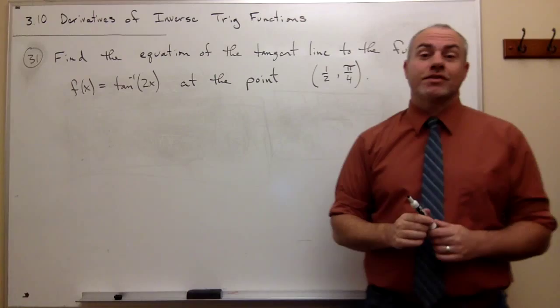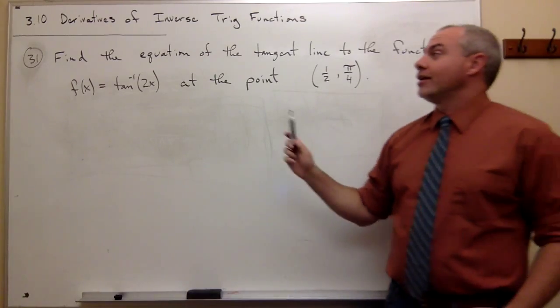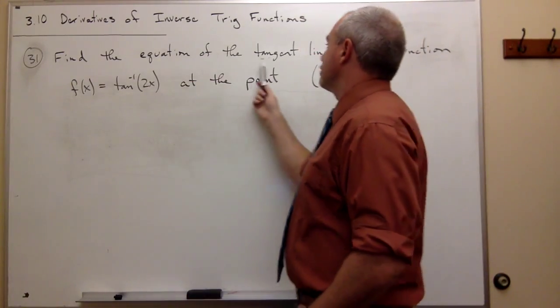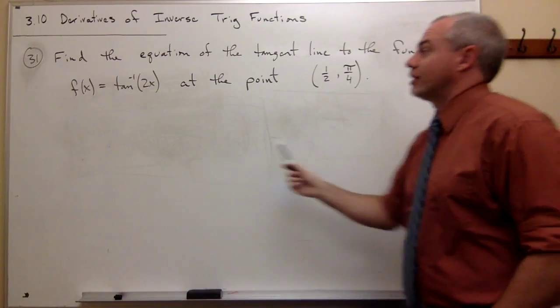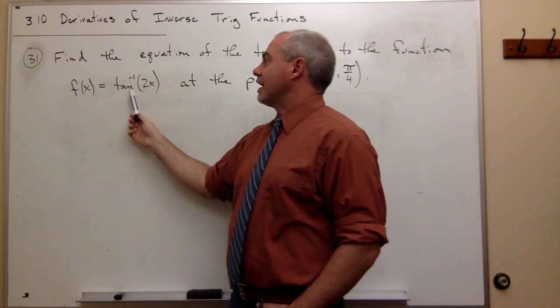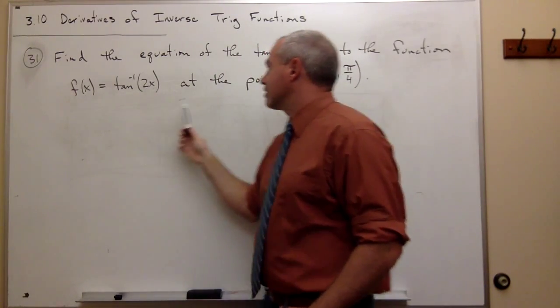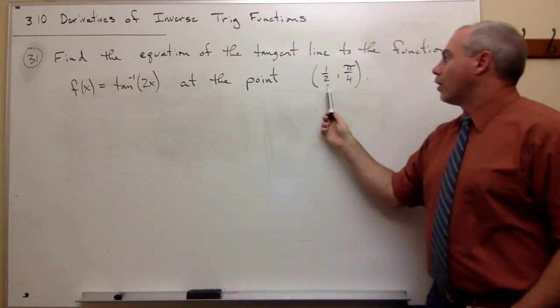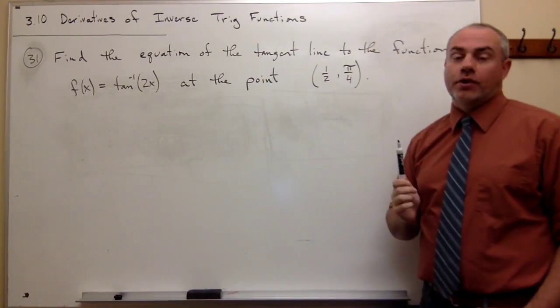Okay, now let's look at problem number 31. 31 asks us to find the equation of the tangent line to the function f of x is equal to tan inverse of 2x at the point 1/2, pi over 4.